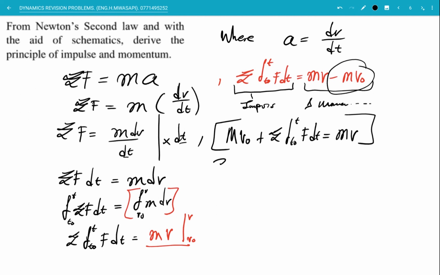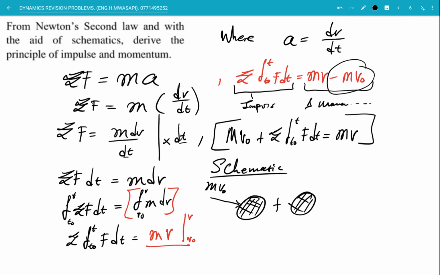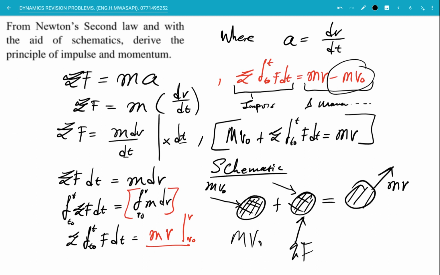To easily understand this, we can use a schematic. Say you have a particle here. Let's say it has an initial momentum of mv naught. Say the same particle receives forces or impulses from different directions. You'd find that as a result of these impulses, you will end up having a different momentum, which is a change in momentum, which will be mv. And this is a schematic you can use under the derivation. So let us understand clearly that this is how it actually works.